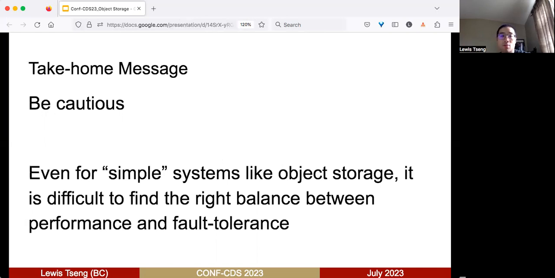So what's the take-home message? The take-home message is that you want to be very, very careful when you choose your system. Even for something simple like object storage, you say, hey, it's just a key-value store, how hard is that? It turned out that it's still very difficult to find the right balance between performance and fault tolerance.